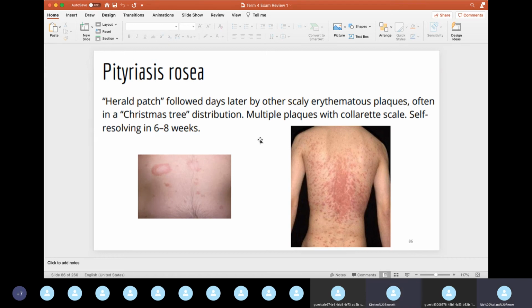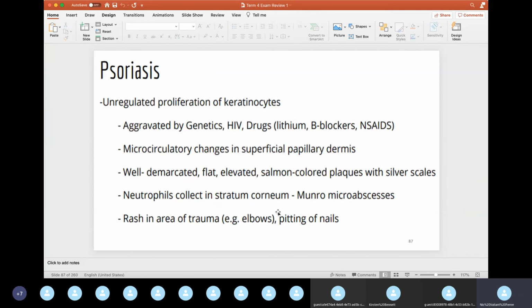You talk about pityriasis rosea. This is a herald patch, right? Christmas tree distribution. If you see Christmas tree distribution, think about pityriasis rosea.